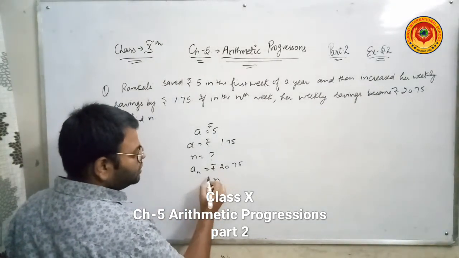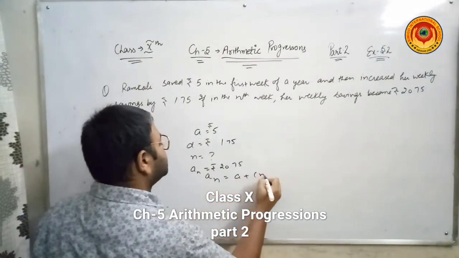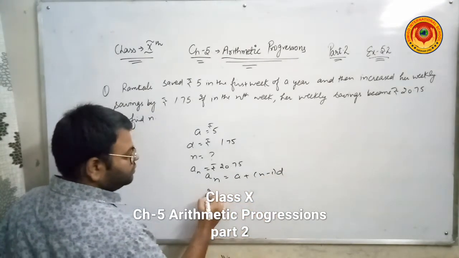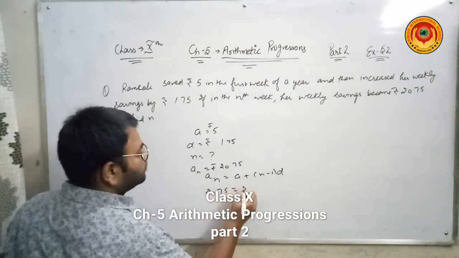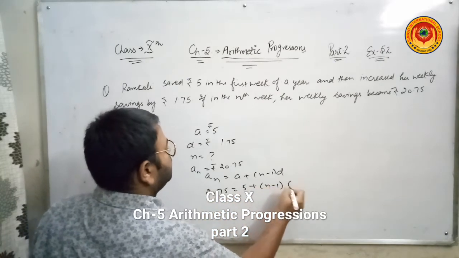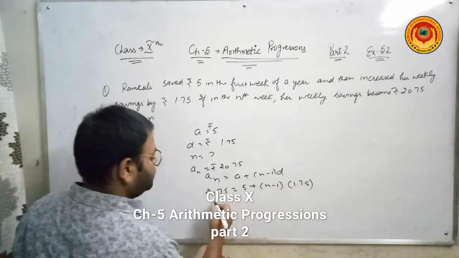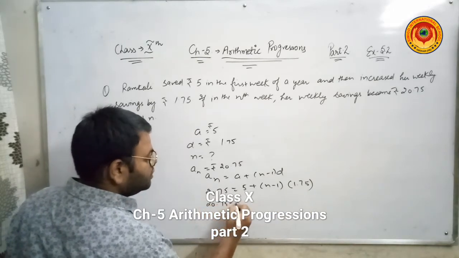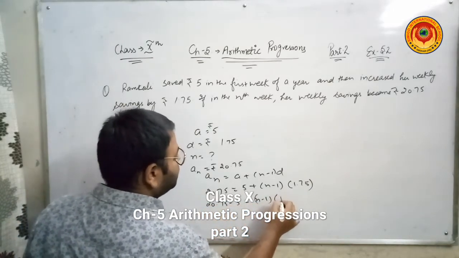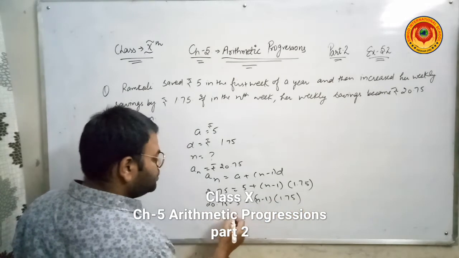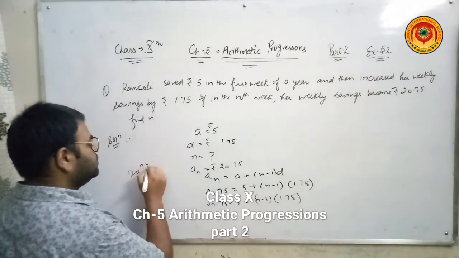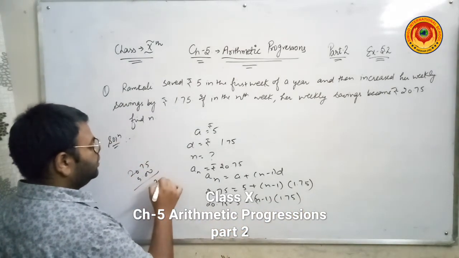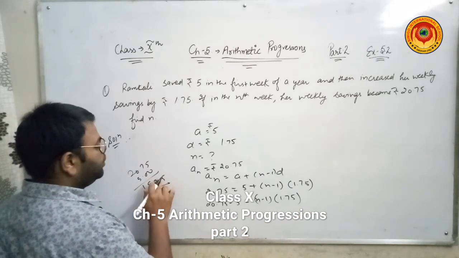And you have to find out what's the formula for n. A plus n minus 1 into D. 20.75 is equal to 5 plus n minus 1 into 1.75. Yes, 20.75 minus 5 is equal to n minus 1 into 1.75. What does it become? Just solve the calculations here. What does it become? 15.75.